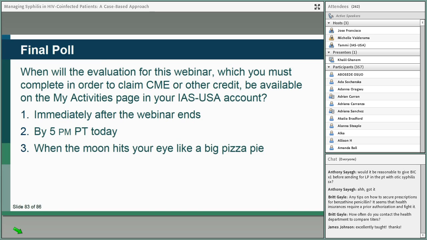Is the vaccine ready yet? Great question. Unfortunately not. And the vaccine is probably at least a decade away, I'm sorry to say.